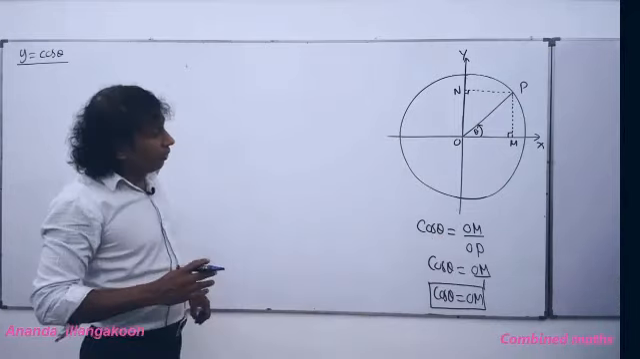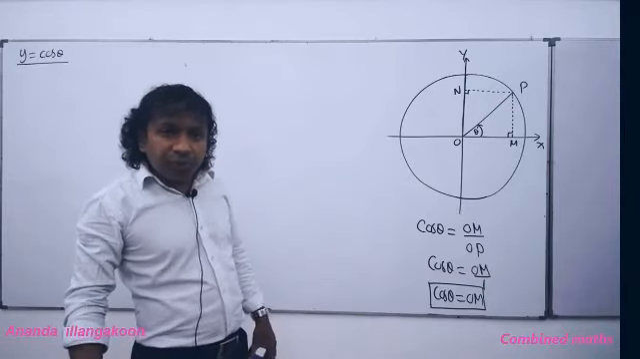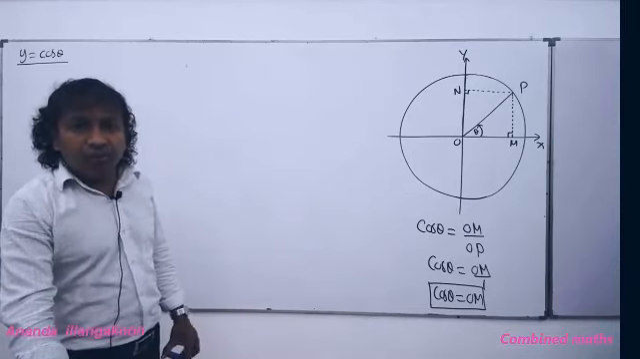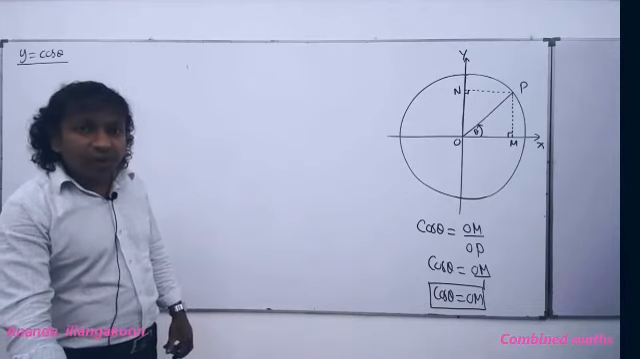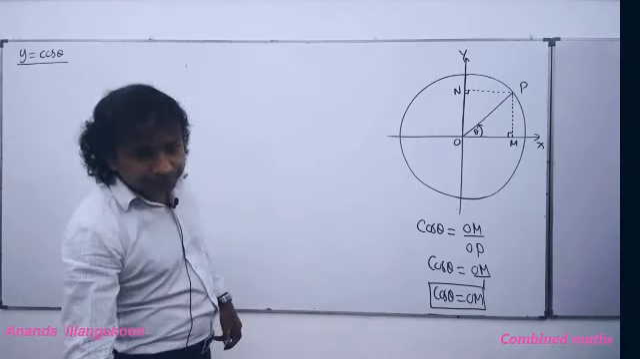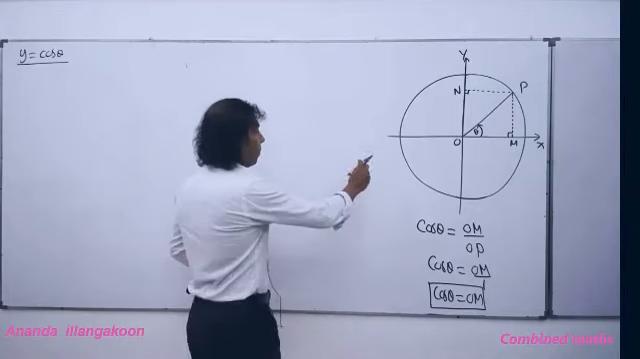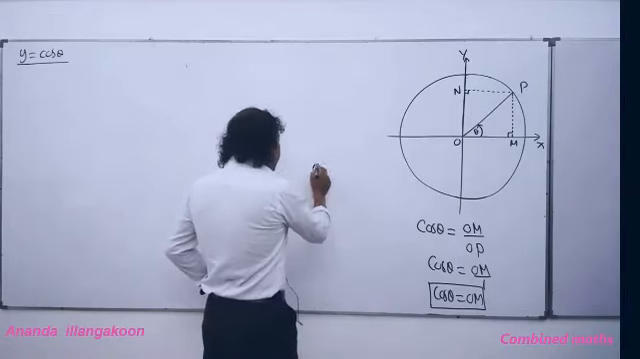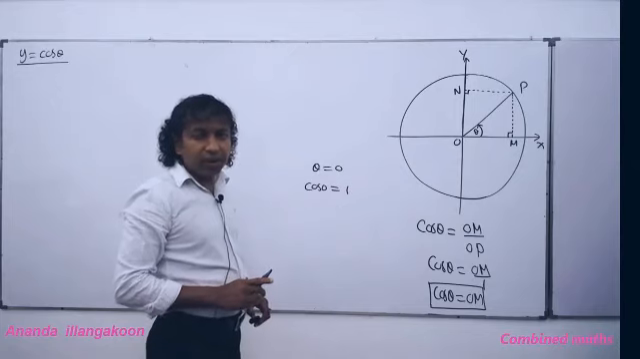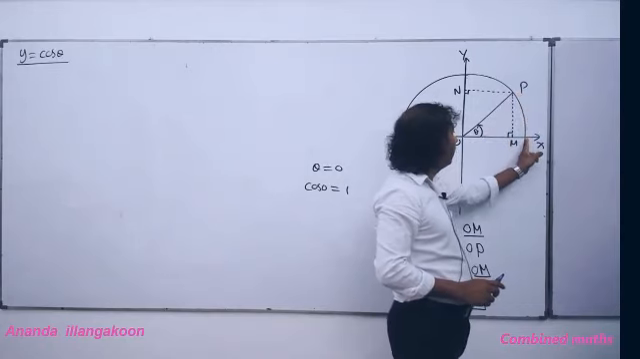Now to draw this cos theta graph, we have to consider the behavior of OM, right? I'll give you 2 minutes, try to draw the cos theta graph by observing the behavior of OM. Understood, right? I take 2 minutes and construct that graph. Okay, people? Now here, how to take? When theta is 0, cos 0 is 1. We know that. Here, when P comes up to here, theta will be 0, no?